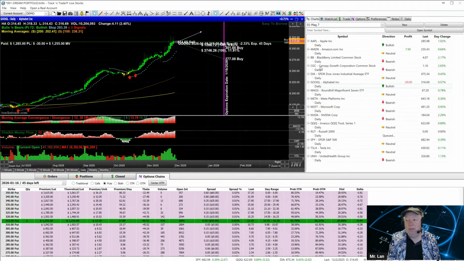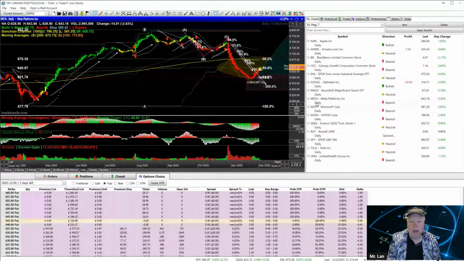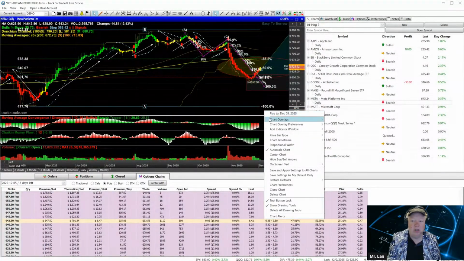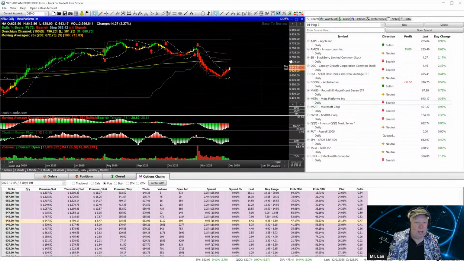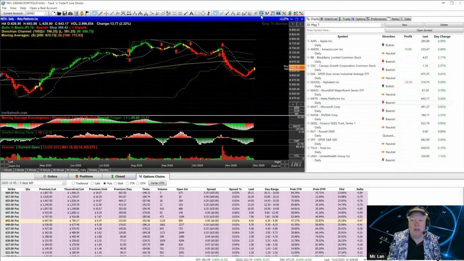Now let's come in here. Let's go to another one. Let's come down here to Meta. What's Meta doing? Oh my goodness. We got lots of drawings on Meta. Let's delete those out. Oh, Meta's getting ready to, looks like to me, Meta's criteria for being a rally.